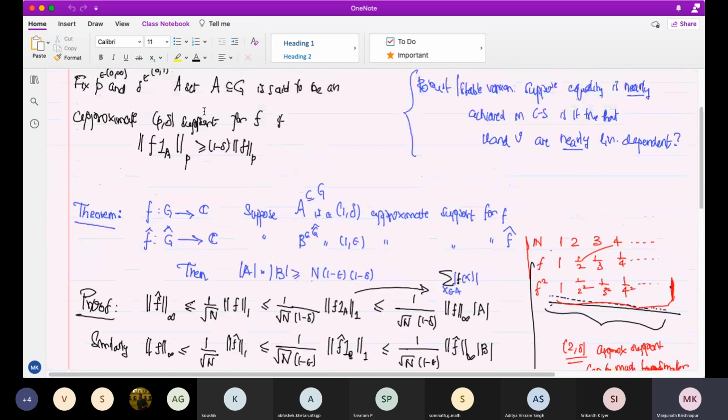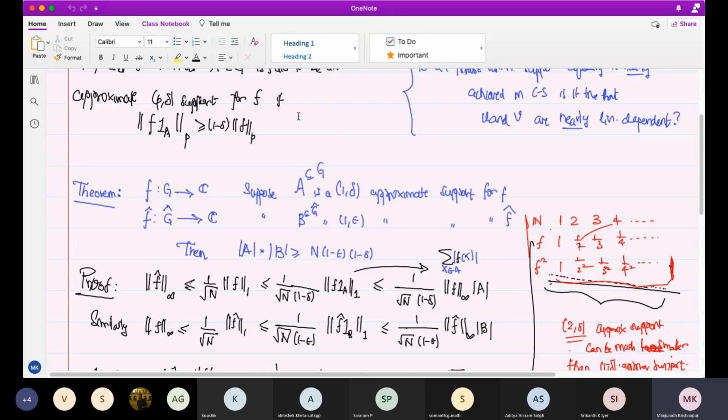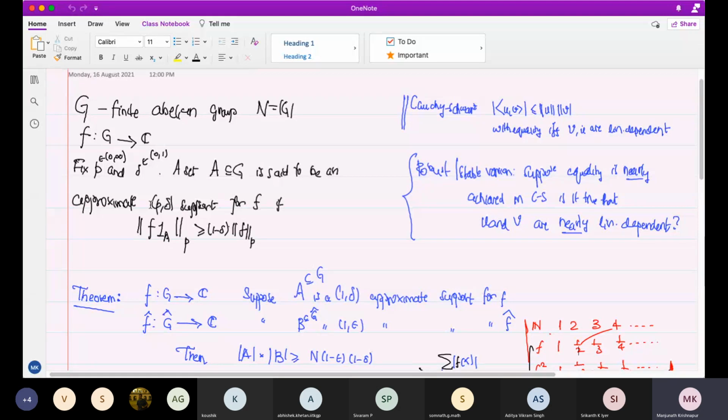One of them that we proved was this: suppose you have a function on your group, and it has a 1 delta approximate support A, and F hat has a set B, which is a 1 epsilon approximate support. Approximate support means we say it's a p delta approximate support if the Lp norm on that set is at least 1 minus delta proportion of the Lp norm of the function itself. So if delta is small, it puts most of its weight, as measured by the Lp norm, on this set.